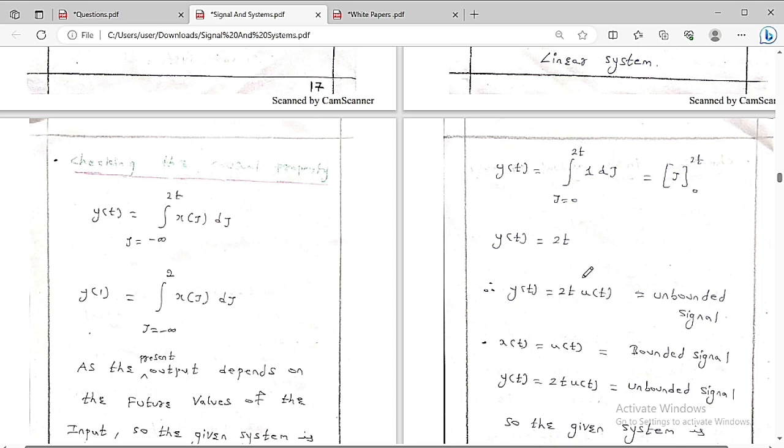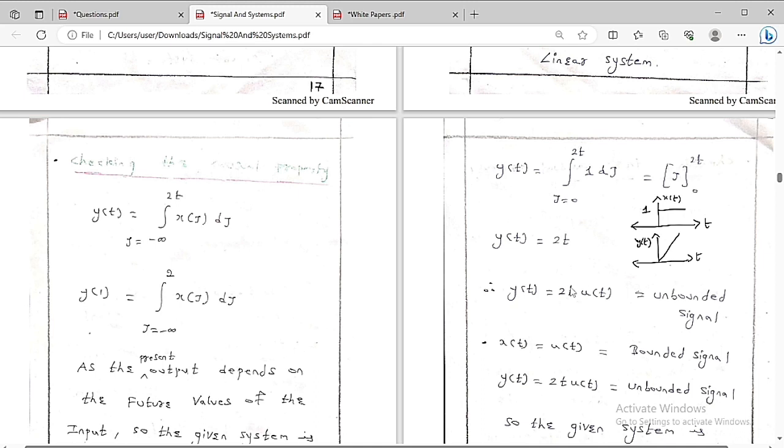You can say this is a ramp signal with the slope of 2. It is a ramp signal with the slope of 2, so it is an unbounded signal. Whenever we give a bounded input as the x of t, the output that we get is a ramp signal with the slope of 2. So this is the unbounded output.